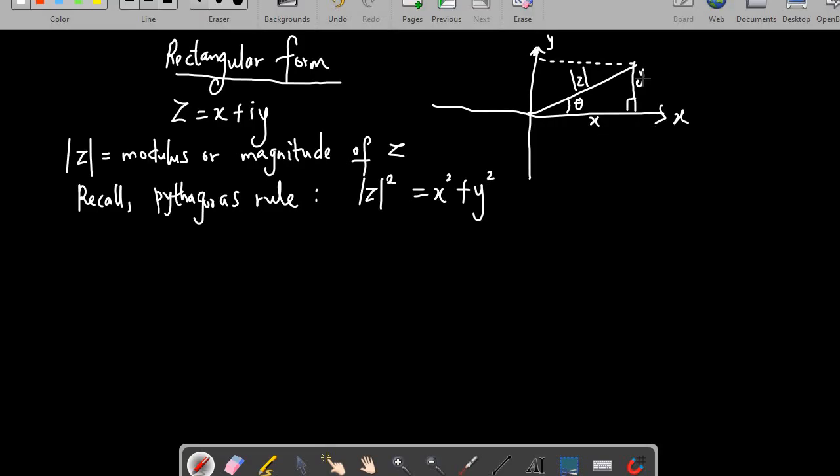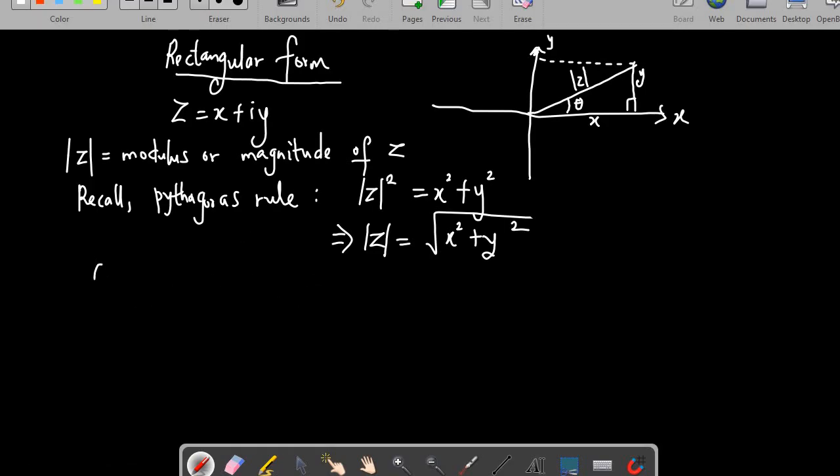The square of this side and this side is equal to the square of this side, and this implies that modulus z is the square root of the real part squared plus the imaginary part squared. That is the magnitude or modulus of any complex number z that you are given. Just take the square root of the sum of the squares of the real and the imaginary parts.